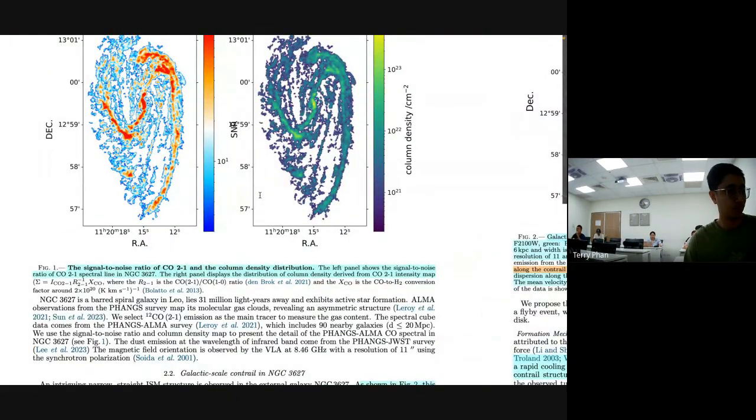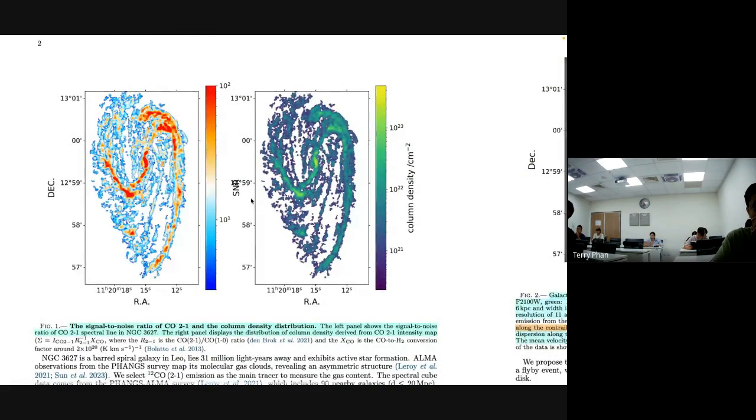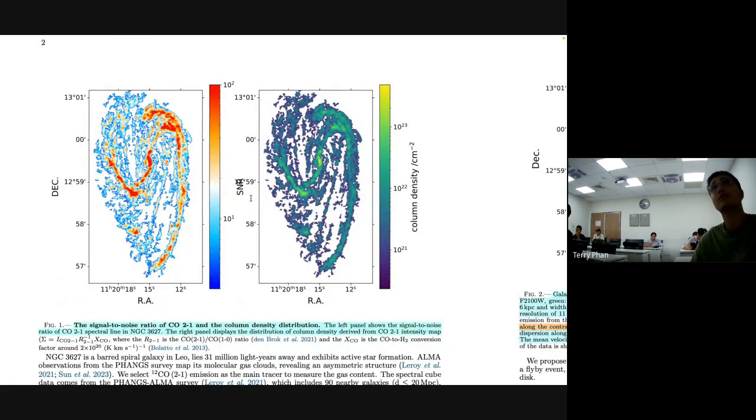So moving on to figure 1. Figure 1 shows the ALMA CO 2-1 data with column density. On the left side panel, it shows the signal to noise ratio for CO 2-1. High SNR means we can clearly detect the molecular gas. On the right panel, it shows column density distribution. So this panel tells us where the dense molecular gas is located in NGC 3627.